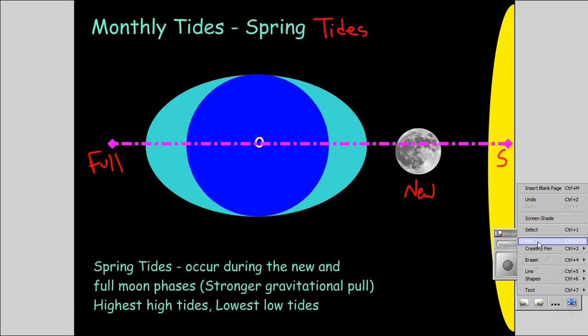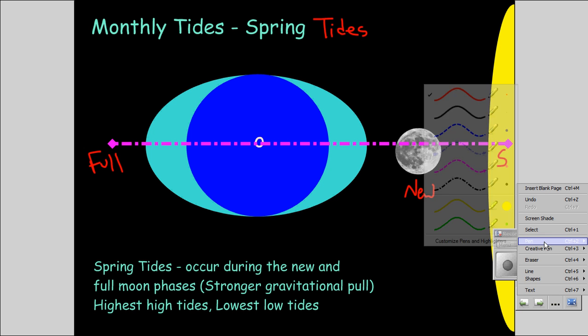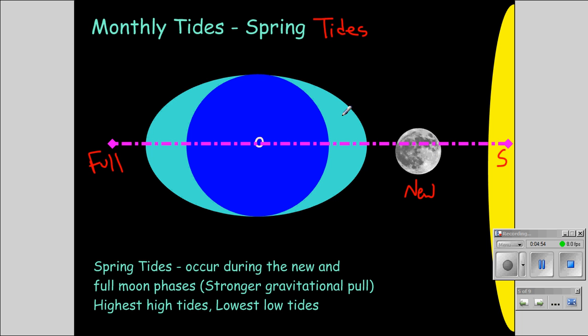Okay? Now with stronger gravitational pull, you get bigger tidal bulges. If you've noticed, I drew this bulge larger than I had before. So when you rotate into a high tide, that high tide is even higher. When you rotate into a low tide, that low tide will be lower. Now this will occur every 2 weeks because it takes 2 weeks to go from the new moon phase to the full moon.